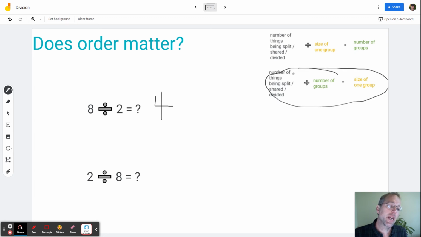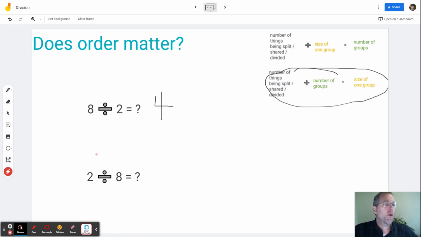So I'm using this second pattern over here. 8 is the number of chocolate bars I've got. Number of groups, in this case, number of people, 2 people. What's the size of each group? So how many chocolate bars is person 1 going to get? How many is person 2 going to get? We're going to find out that 8 chocolate bars shared with 2 people means each person gets 4.